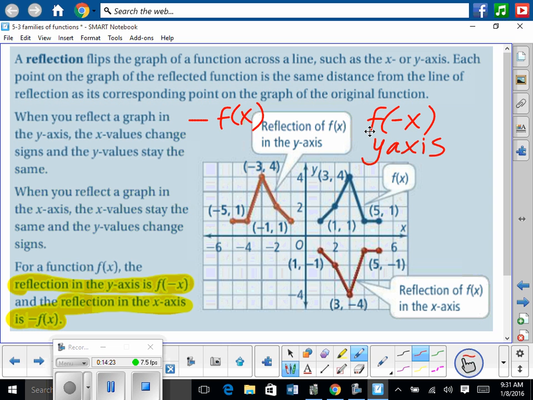So the negative goes in front of the function. Because think about it, f of x is our y values, right? Everybody? F of x means y, right? Does everybody see? So it's just switching the whole function. Alright.